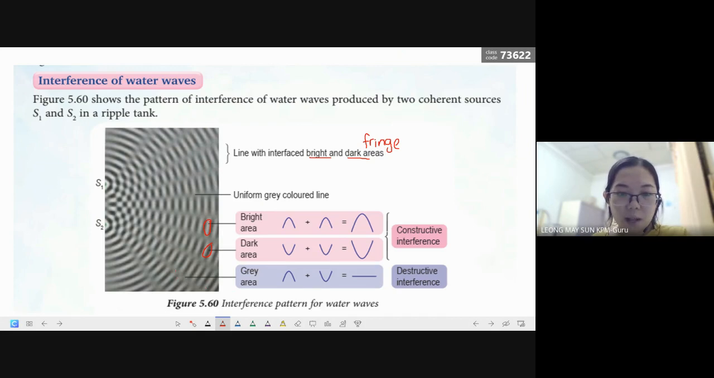But this gray line is where a crest overlaps a trough, and you get destructive interference. So if it is at the seaside and there is a ship located at the destructive line, the destructive interference pattern, this area is actually calm. This area is actually calm.